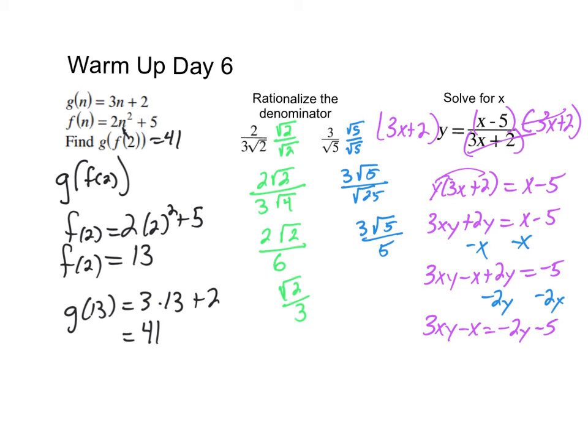And now that we got the x terms on the left side, let's factor an x from each term. Divide by 3y minus 1, and x equals a negative 2y minus 5 over 3y minus 1. There are your warm-ups for today. Proceed to the next slide.